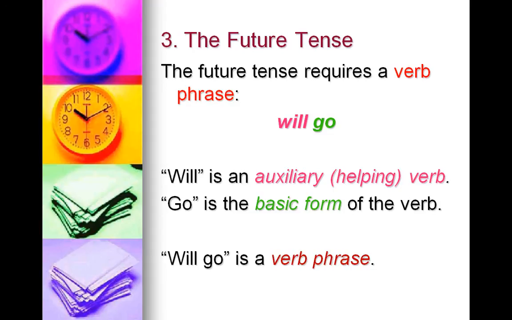All future tense verbs in English are verb phrases, they always start with will. There's no such thing as an irregular future tense in English. It's always will go, will see, will do, will walk.